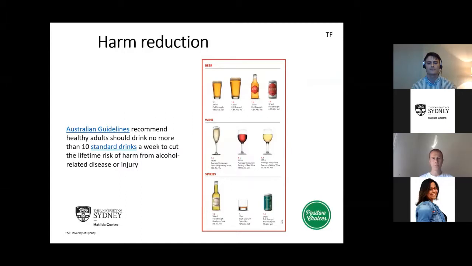This contrasts with alcohol, where we have very good harm reduction guidelines around the world. Alcohol guidelines are very much based around the concept of quantity of use. For example, in Australia, we have a concept of a standard drink, and this can be used for any different type of drink, whether it's beer, wine, or spirit. Based on recommendations for healthy adults, you should drink no more than 10 standard drinks a week, and this way you can cut your lifetime risk of harm. So by having this quantitative recommendation, this is a very effective way of reducing risk compared to having no quantitative information at all.